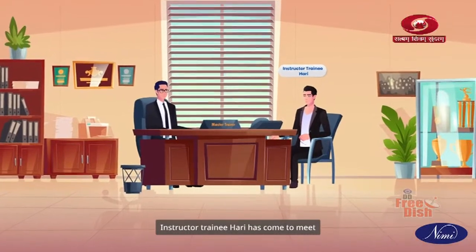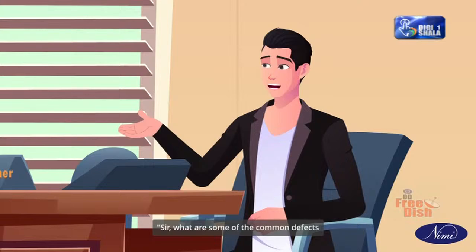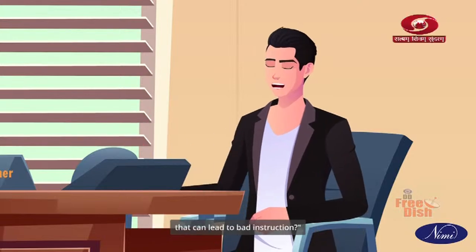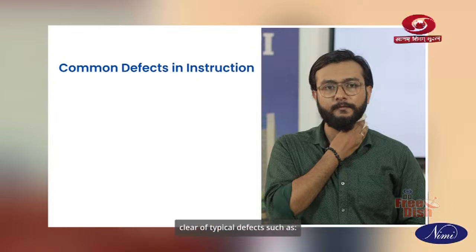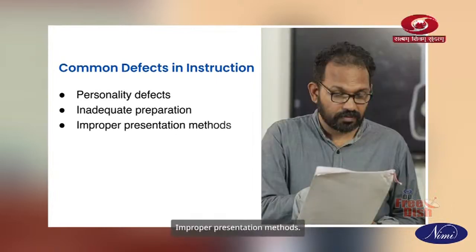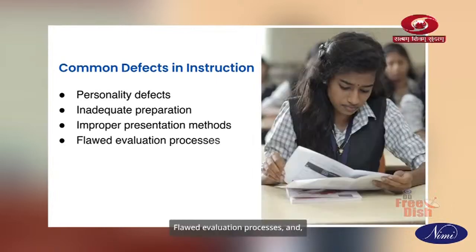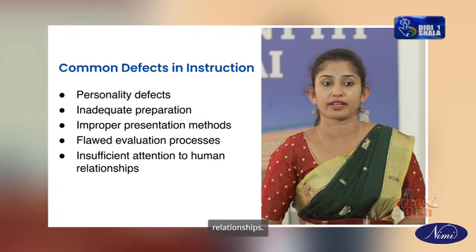Instructor trainee Hari has come to meet Master Trainer Daniel. Sir, what are some of the common defects that can lead to bad instruction? To be effective, the instructor must steer clear of typical defects such as personality defects, inadequate preparation, improper presentation methods, flawed evaluation processes, and insufficient attention to human relationships.